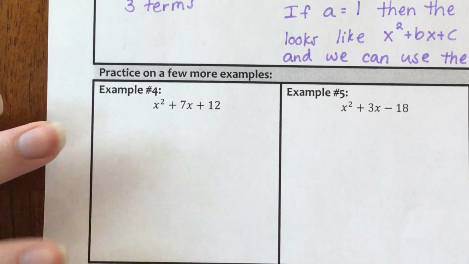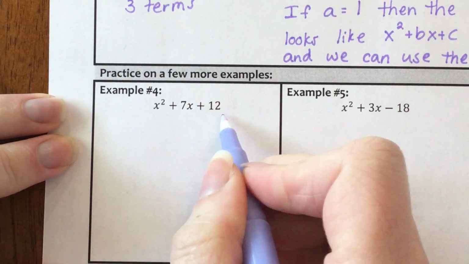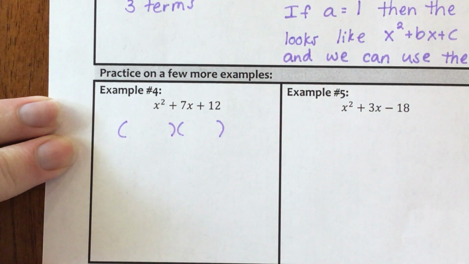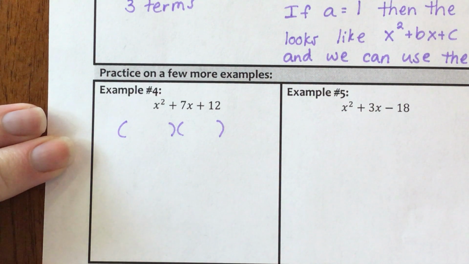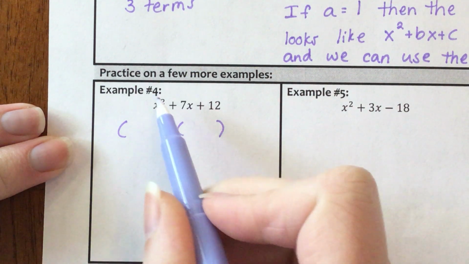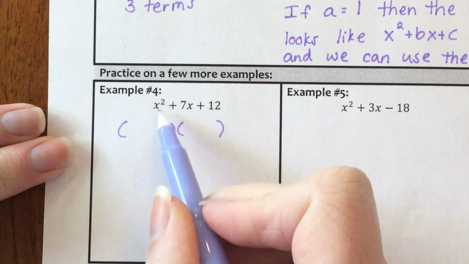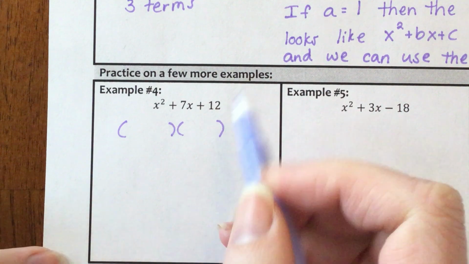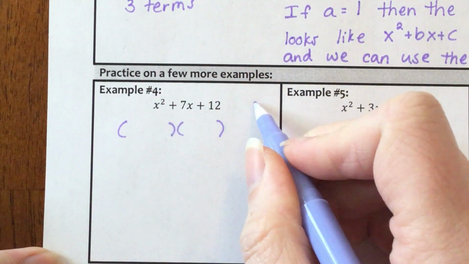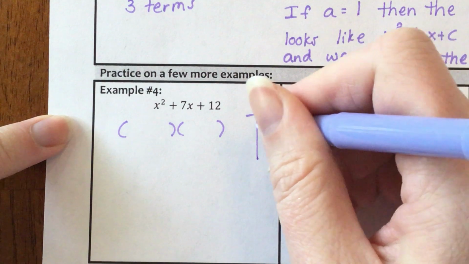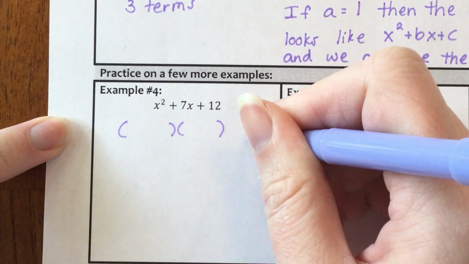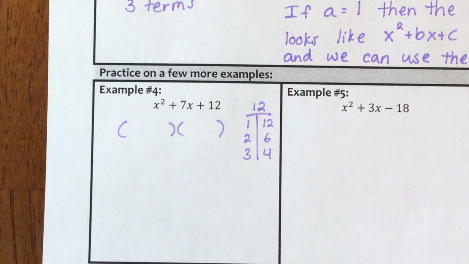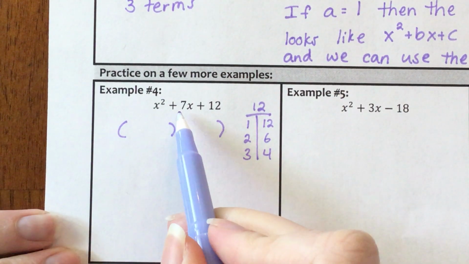Our answer on number 4 is going to be 2 sets of parentheses multiplied together. Just like on example 3, 2 sets of parentheses. But this problem is going to go faster because this says 1x squared instead of another number, x squared. So when we multiply together 1 times 12, we get 12. You can make a chart for this, or if you figure out your numbers without making a chart, that saves you some time.